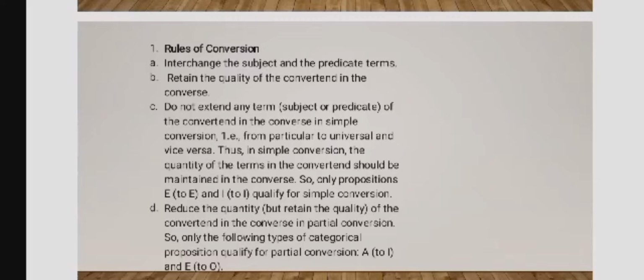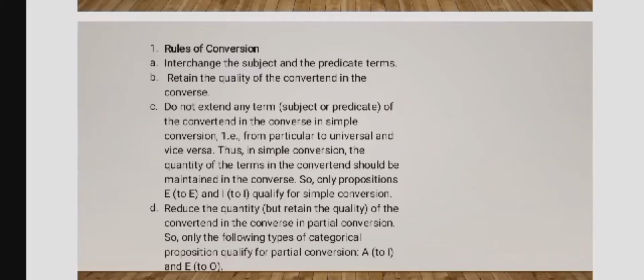Then letter C, do not extend any term of the converted in the converse in simple conversion from particular to universal and vice versa. Thus, in simple conversion, the quality of the terms in the converted should be maintained in the converse. So, only propositions A to A and I to I, quality of simple conversion. So, wag nang palawakin or i-extend pa ang terms na gagamitin sa subject at predicate because it should be maintained. You can use A to A and I to I in a simple conversion.